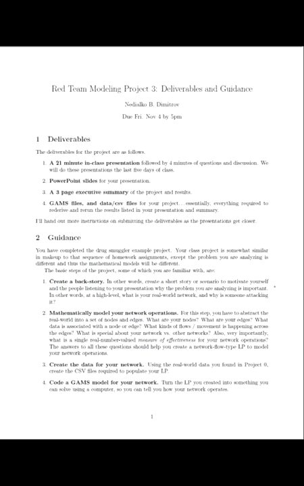The second part is to mathematically model your network operation. You should have already begun thinking about this. In particular, you're going to write a linear program for the network's operation. The key here is to have a meaningful measure of effectiveness on what it means for the network to be functional.